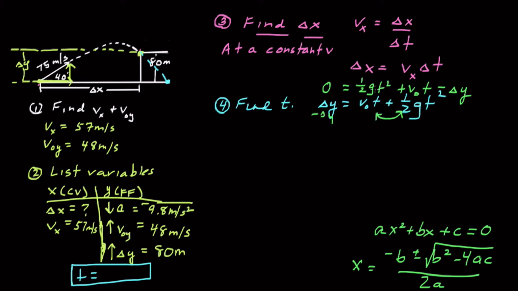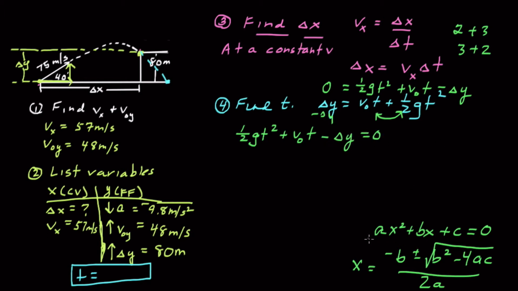In terms of switching these around, 1/2 gt squared plus v naught t versus v naught t plus 1/2 gt squared, it's the same thing. Think about 2 plus 3 versus 3 plus 2. It's the same thing. So I can switch these around as much as I want, and I get the same answer. So now I've put this in this format. Let me write it down here: 1/2 gt squared plus v naught t minus delta y equals 0.